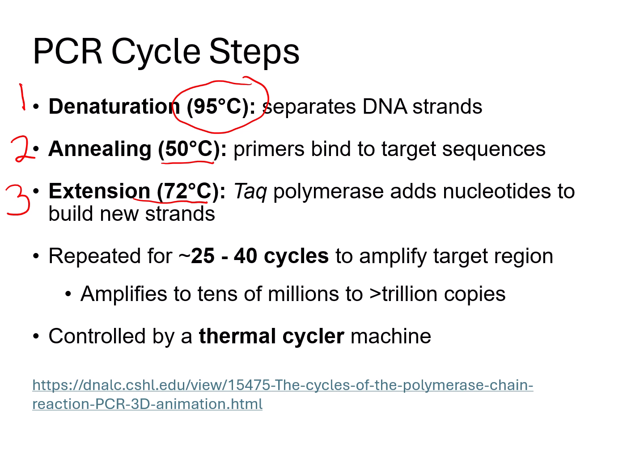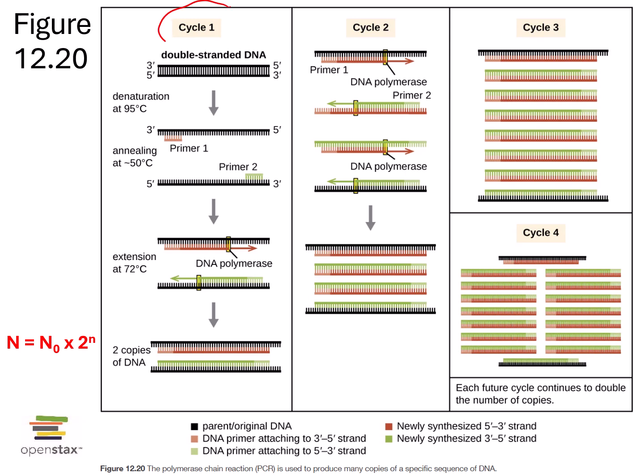And repeating these steps over and over again, around 25 to 40 times, leads to an exponential increase in DNA, and this is managed by a thermal cycler machine. And our book gives us a little link to a short animation that's helpful to view the process of PCR. Here we can see what's happening inside the thermocycler.